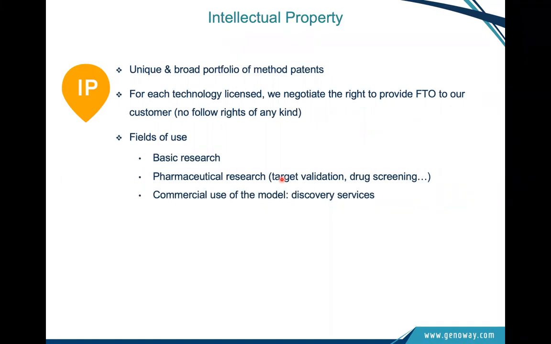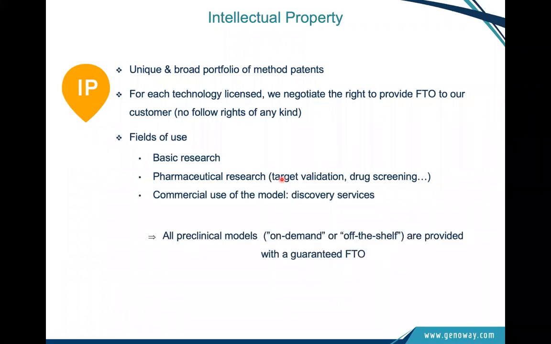And our licensing strategy is very, very simple. We take licenses which give us the right to use the technology, but we also negotiate the right to give you freedom to operate with the model that we generate, meaning that you can use this model for drug screening and R&D purposes. And if you're a CRO, you can also use this model for commercial services. That sounds obvious, but believe me, it's not the case, because in this field, many people are in fact using those technologies without having any right to do so.